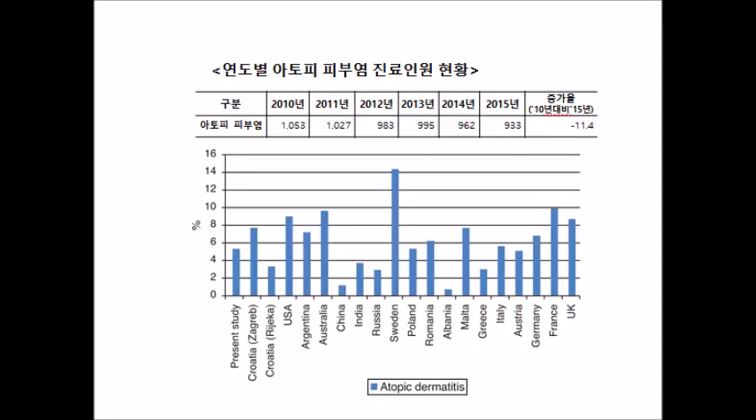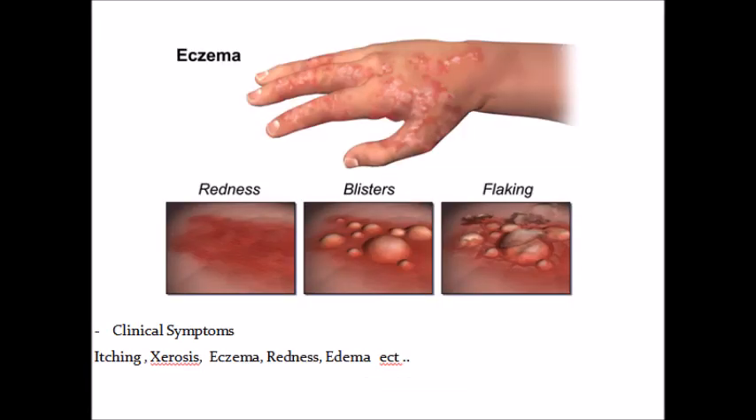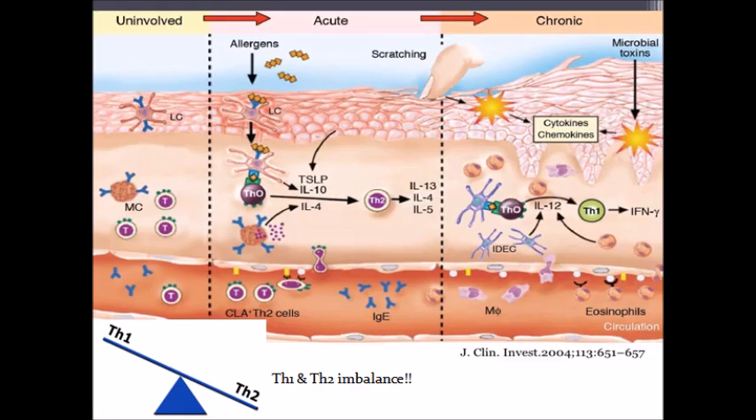Nowadays, atopic dermatitis is a worldwide disease, a very long-standing and very important disease. For children, atopic dermatitis is very critical because of its clinical symptoms. Itching, xerosis, eczema, redness, edema, etc. are examples of atopic dermatitis' clinical symptoms.